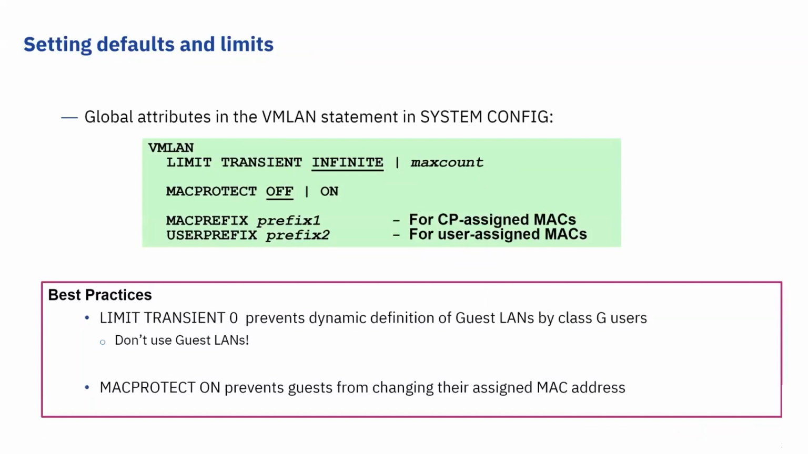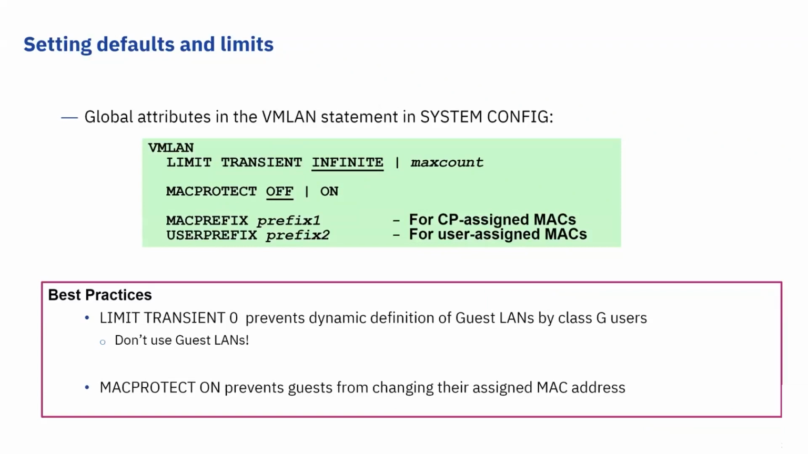This is why we don't like guest LANs. They're not secure enough. I can't stop class G virtual machines from connecting to them without getting rid of the couple command. I don't want to get rid of the couple command because I need it to connect to a vSwitch. And I don't want to get rid of the define LAN command, because there are lots of other things I want to define besides this. So the simple case is to put limit transient 0 in the VLAN statement in system config.